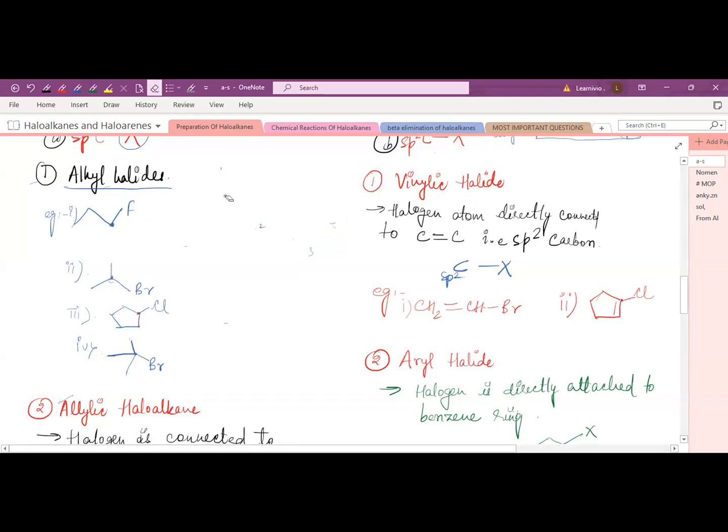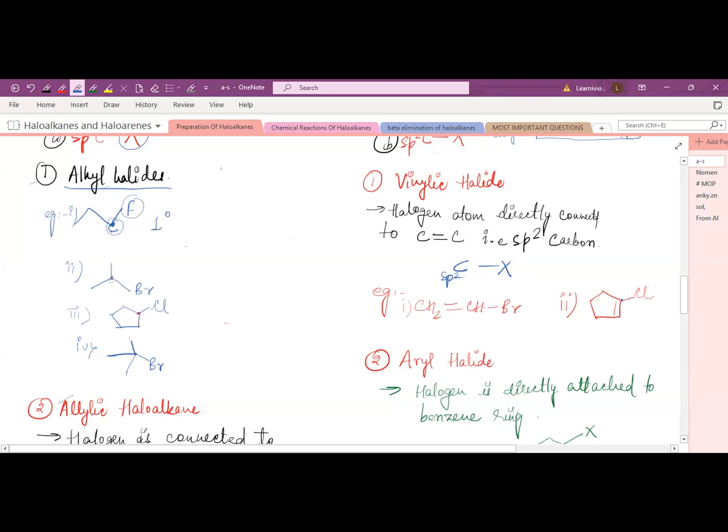Now see, I will explain how to find out the degree, whether it's a primary halide, secondary halide, or tertiary one. So how to decide? See, this fluorine is attached to this carbon, right? यहाँ पे क्या है? This is your carbon. So you have to check this carbon. This carbon is further attached to how many groups? If this carbon is attached to only one group, then it is known as a primary alkyl halide.